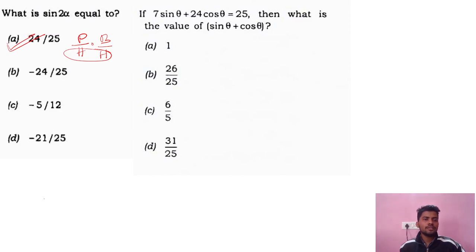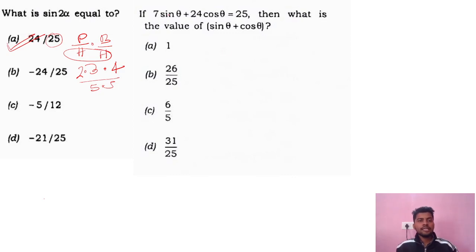How? Why is h square 25? Because h is 5, as we know that 3, 4, 5 are the triplets. So if p is 3, of course b will be 4, and there is 2 into 3 by 5 into 4 by 5. 3 by 5 is, for example, sine alpha, and cos alpha is 4 by 5. So 3 fours are 12, 2 twelves are 24 by 25, which is correct. Okay, now move to the next question.